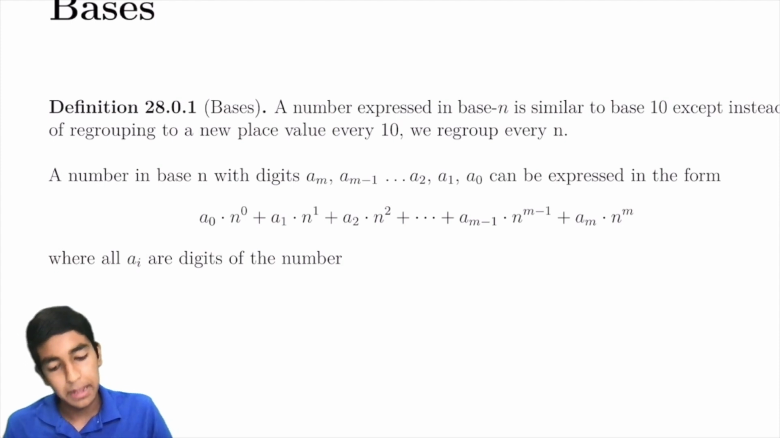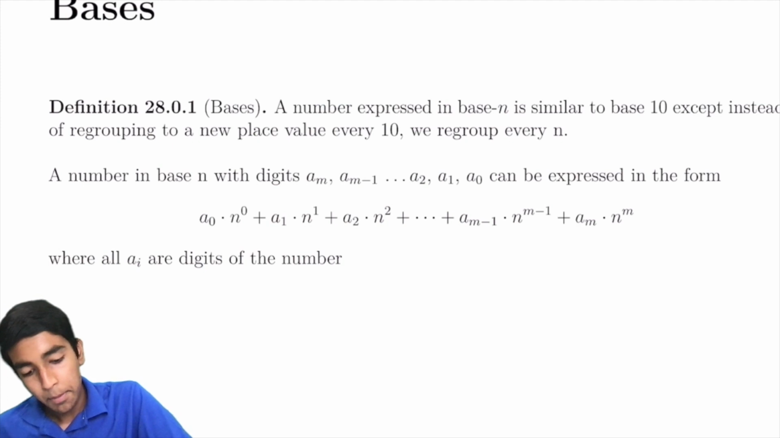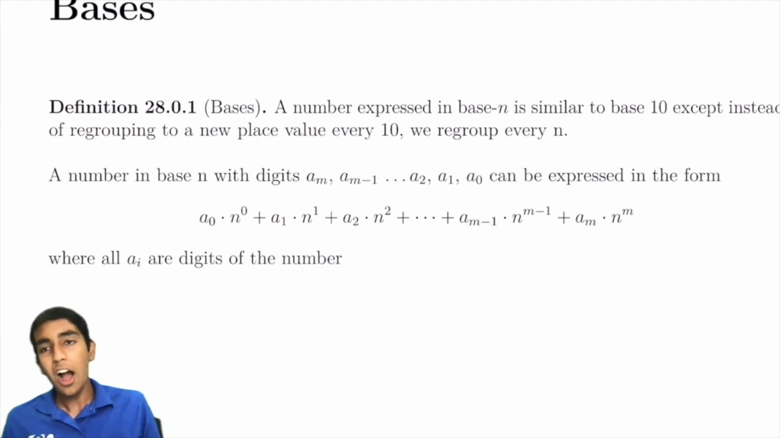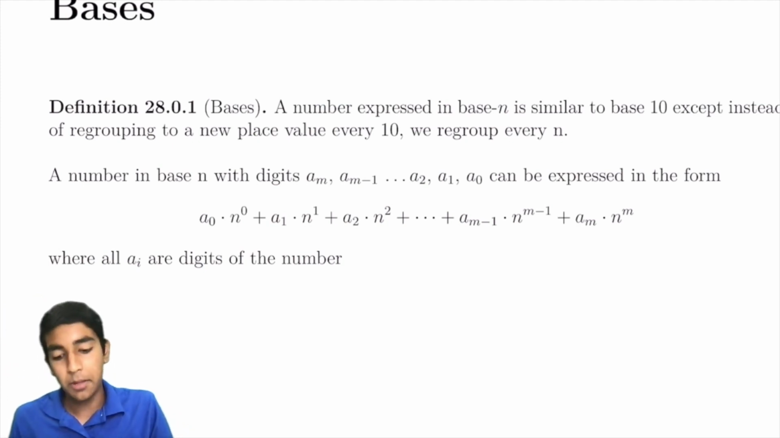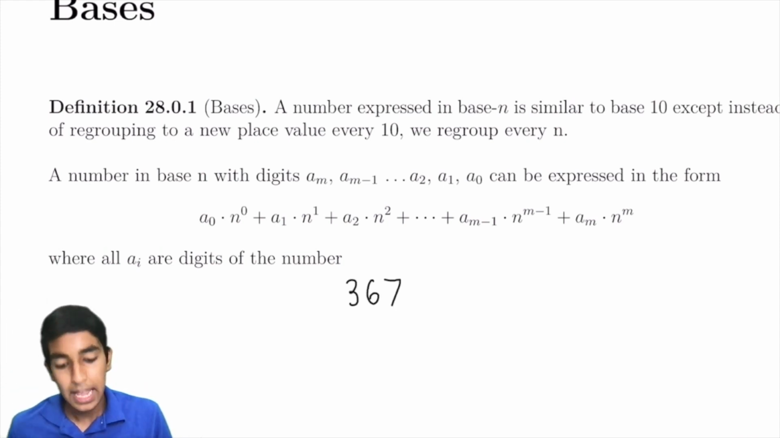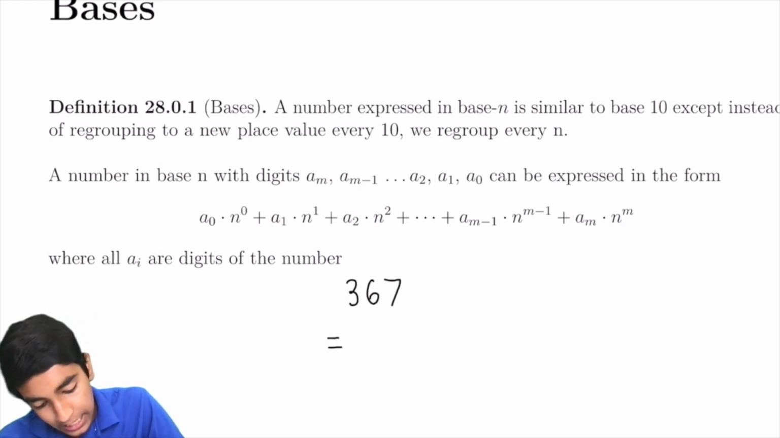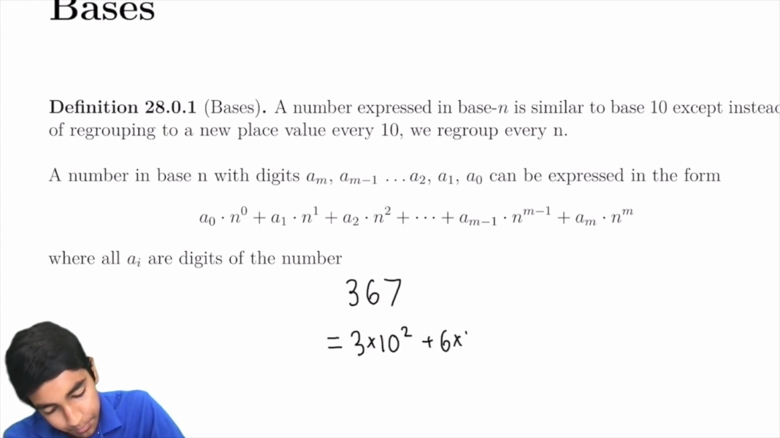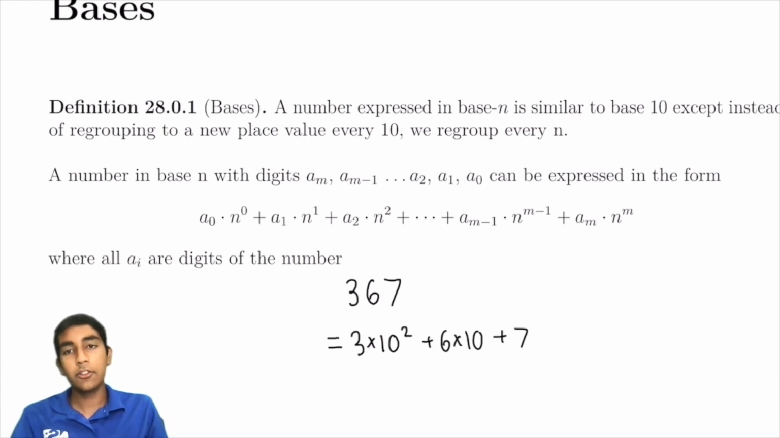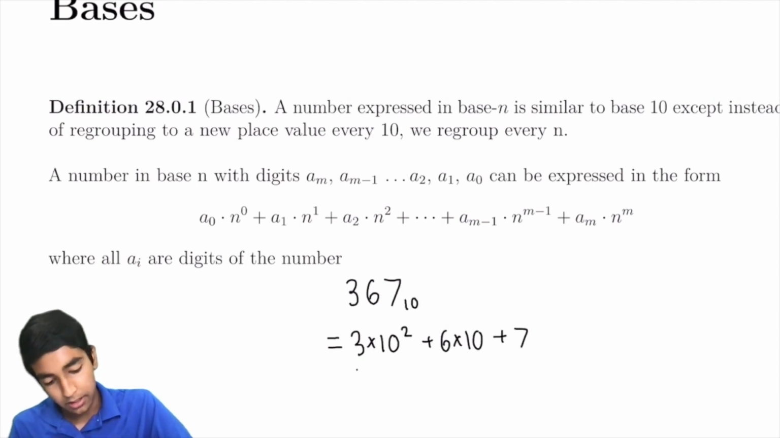So what does a number in base n mean? Well, you can write it like this over here, but that probably won't make sense. So let's understand where our place value system comes from in base 10 in the first place. For example, we've got a number 367. And this in base 10 is 3 times 10 squared plus 6 times 10 plus 7. That's just our base 10 representation. So in base 10, it's equal to this.